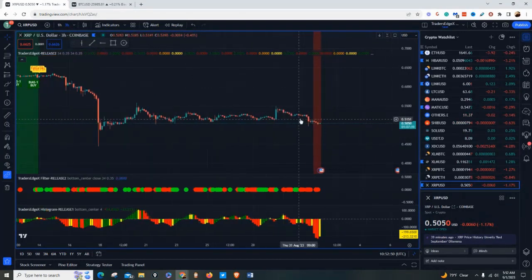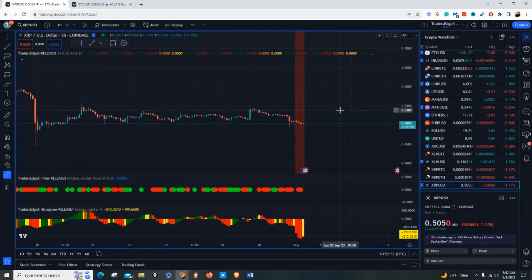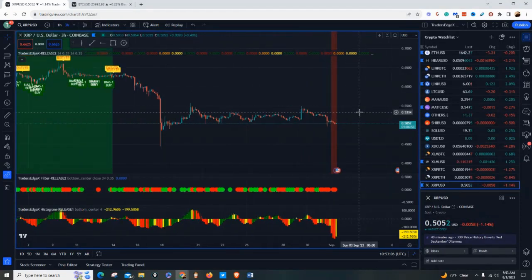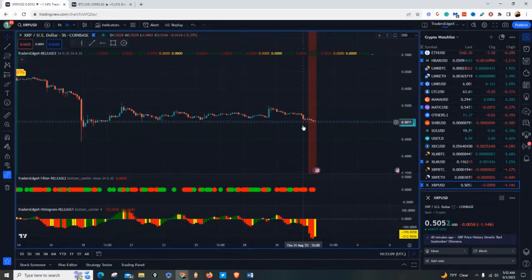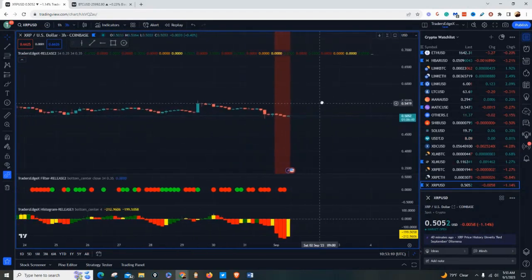So right now we're just turning red, which means the higher time frame, this is happening right now. XRP's at 50 cents. The higher time frames are starting to get activated. The monthly, weekly, and daily are starting to sell. So we could be in for another leg to the downside, okay?